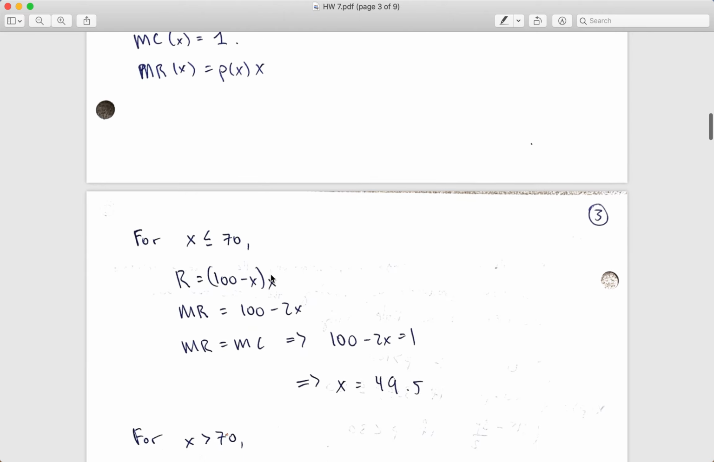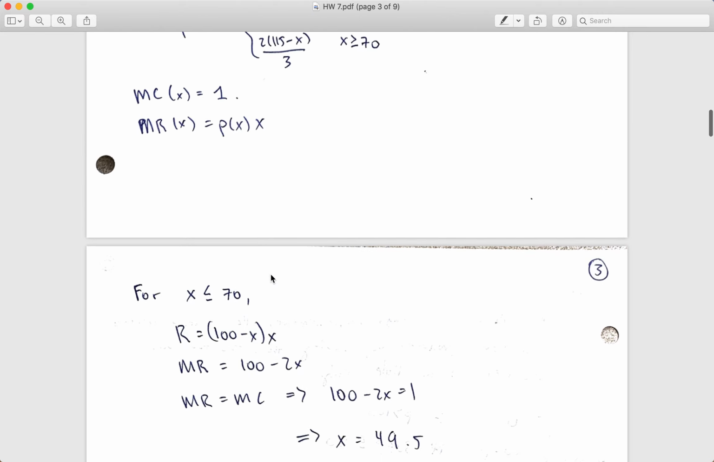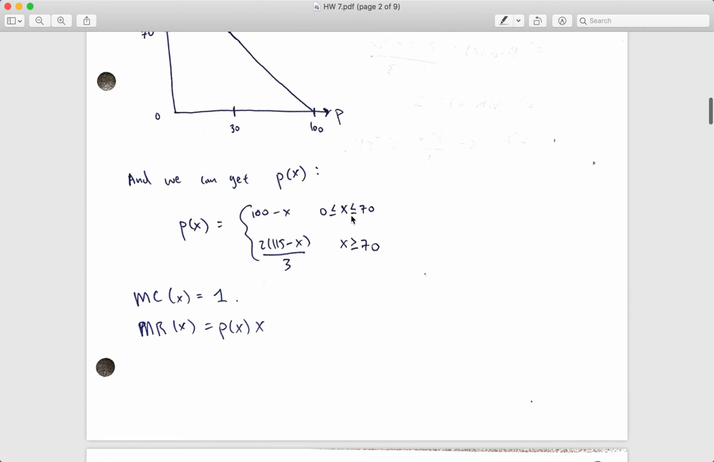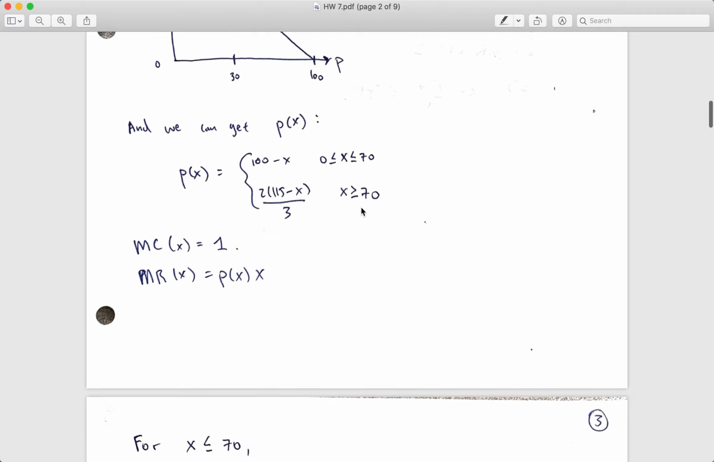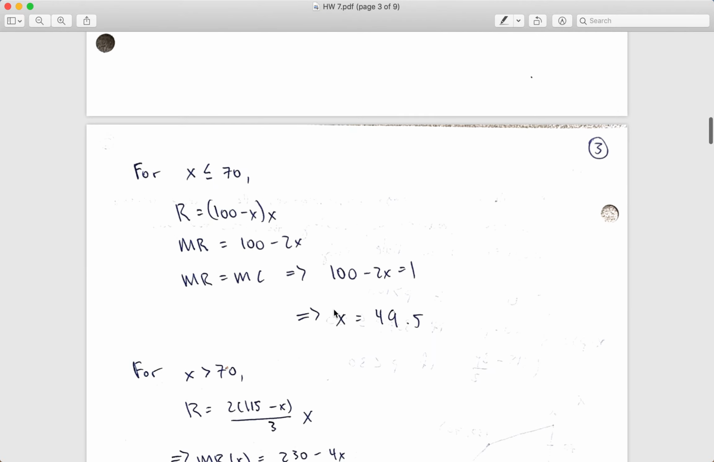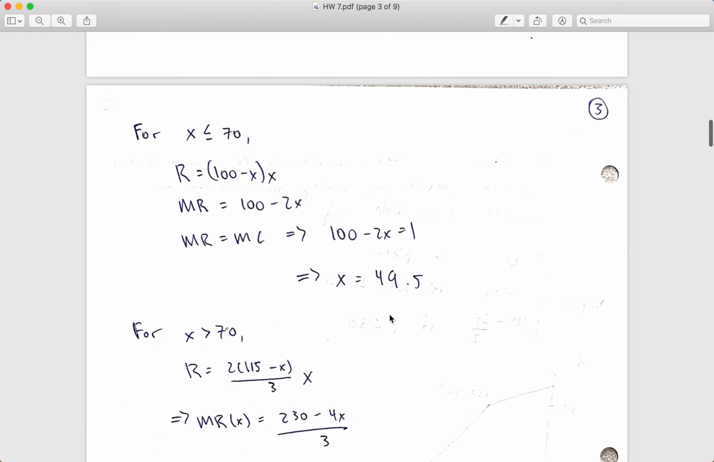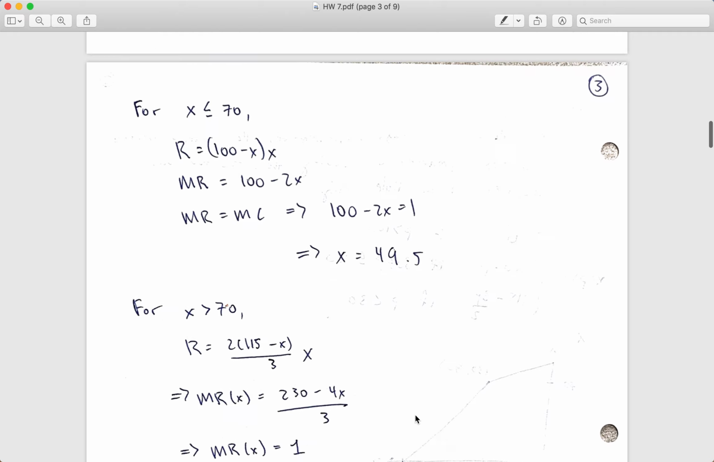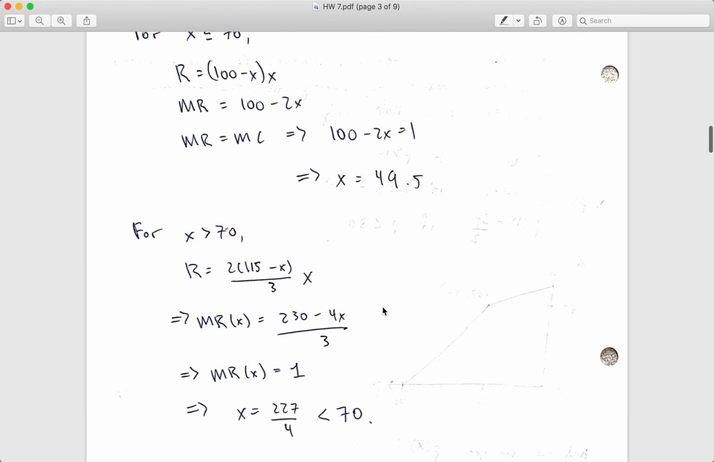In the case where x is less than or equal to 70, we check that we're in this case, and so we can use this. And what you ultimately get, after setting it equal to 1, is that x is 49.5. Then you consider the case where x is greater than 70. You have the revenue equation, marginal revenue, and you get that the optimal x will be less than 70, which is a contradiction, and so you know that your previous solution is the right one.